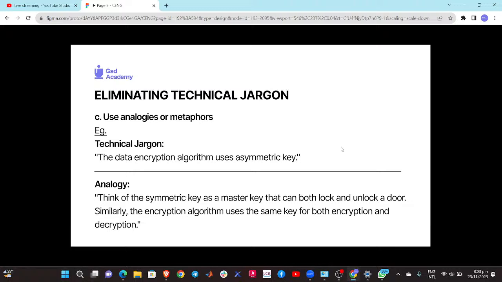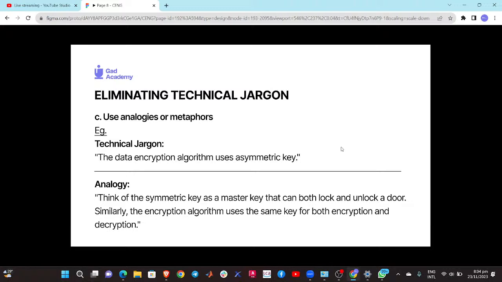Analogies or metaphors. So let's see our example here. The data encryption algorithm uses a symmetric key. So the analogy here is, think of the symmetric key as a master key that can both lock and unlock a door. Similarly, the encryption algorithm uses the same key for both encryption and decryption.